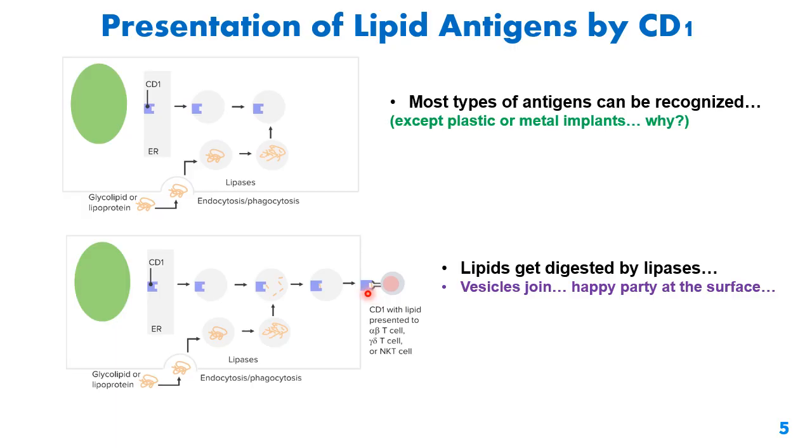So here, when you have this lipid on the CD1, you're going to have either your alpha beta T cell or your gamma delta T cell or a natural killer cell that is specialized to go there and interact with this presenting molecule. Okay, so you can then start mounting your adaptive immune response to that molecule. So I put here, vesicles join, happy party at the cell surface.